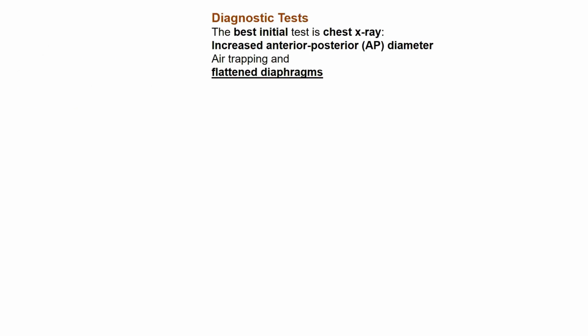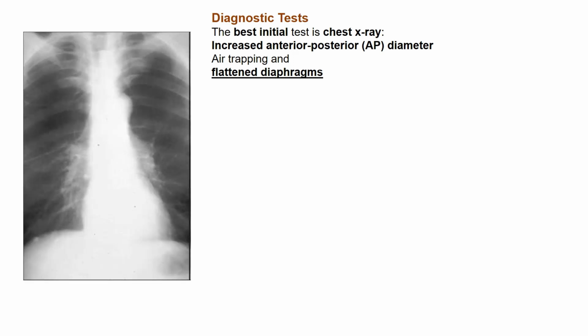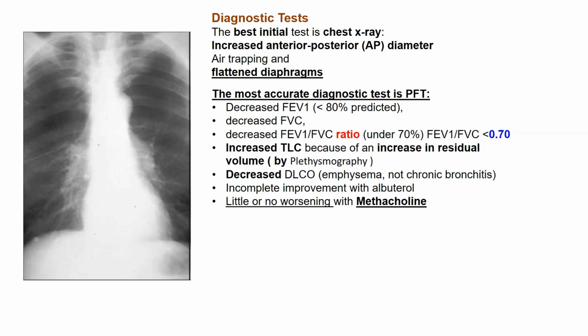What about the diagnostic test? Now, the best initial test is the chest X-ray, which will show increased anterior-posterior diameter, air trapping, and flattened diaphragms. The most accurate diagnostic test is the pulmonary function test. It will show decreased FEV1, decreased forced vital capacity, and a decreased ratio under 70%. Also, an increased total lung capacity will be found due to an increase in residual volume. DLCO will also be decreased, and there will be incomplete improvement with albuterol and little or no worsening with methacholine.